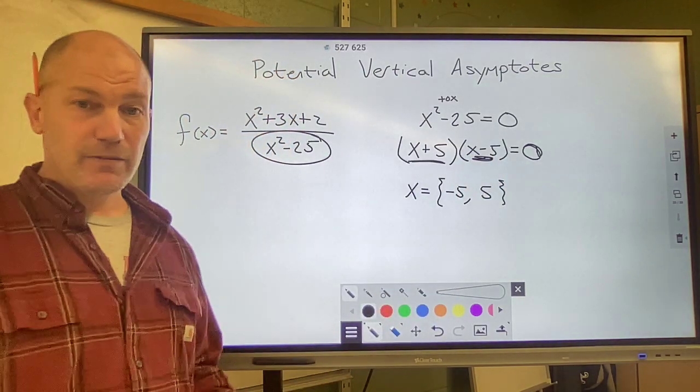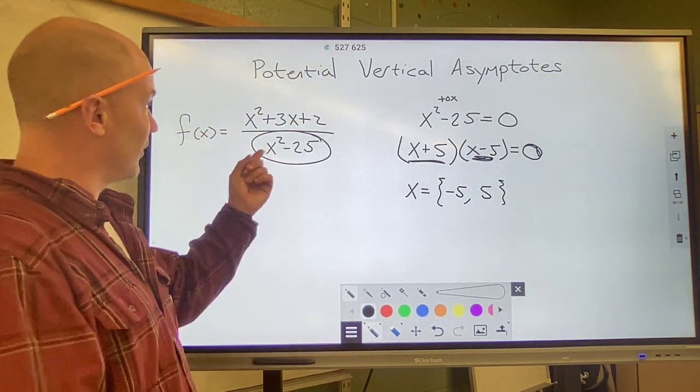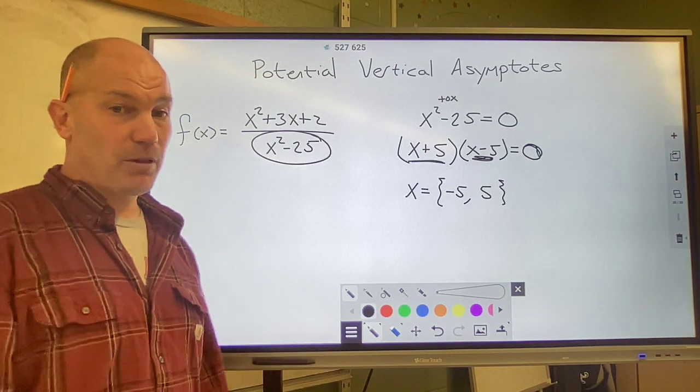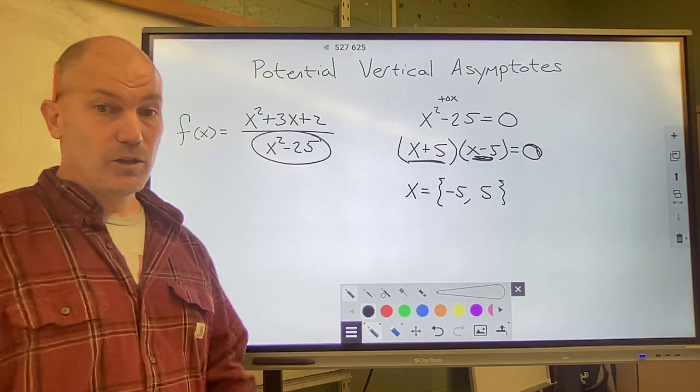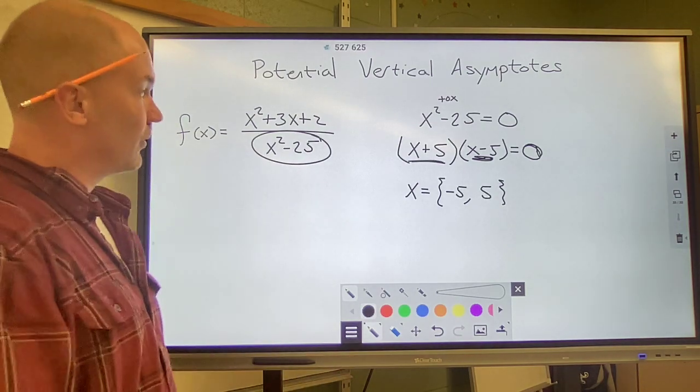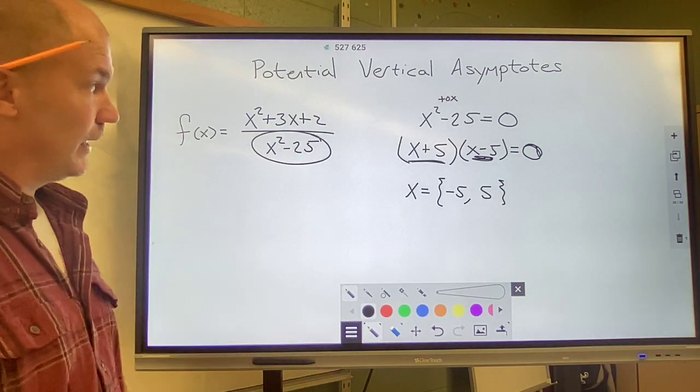So negative 5 and 5 are two values of this function that we cannot plug into our equation, because if we do, we will get vertical asymptotes. So yeah, that's that.